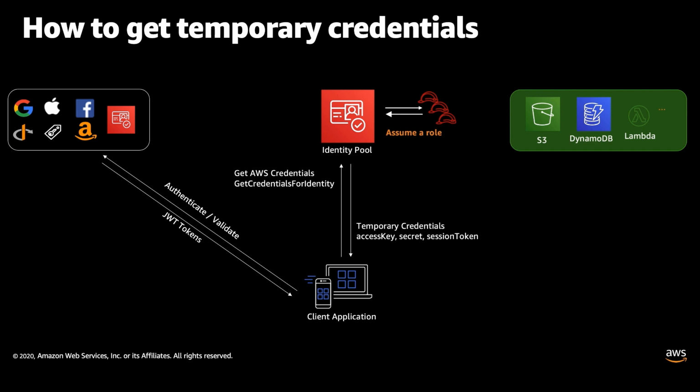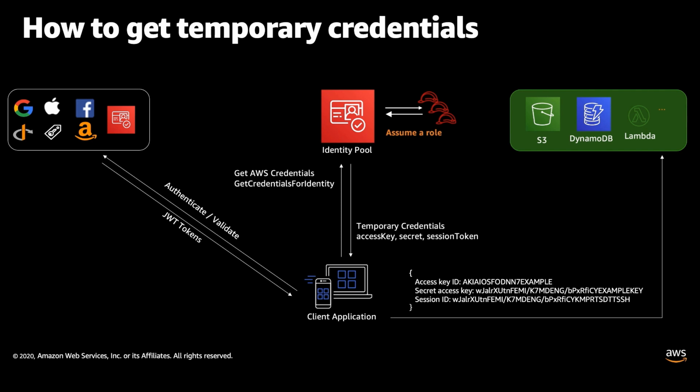In this case, Cognito is going to verify the token with the issuer, and if the token is valid, Cognito will assume an IAM role and return credentials to your application in the form of an access key ID, a secret key, and a session token. These are usually the form of credentials you need to use with the AWS SDK. Your application can then use these credentials to access AWS resources based on the permissions attached to this IAM role.